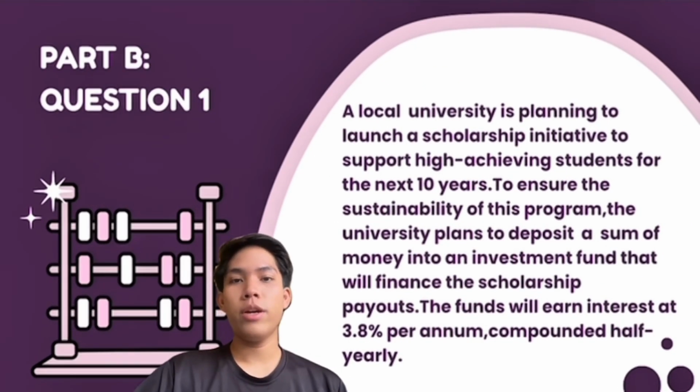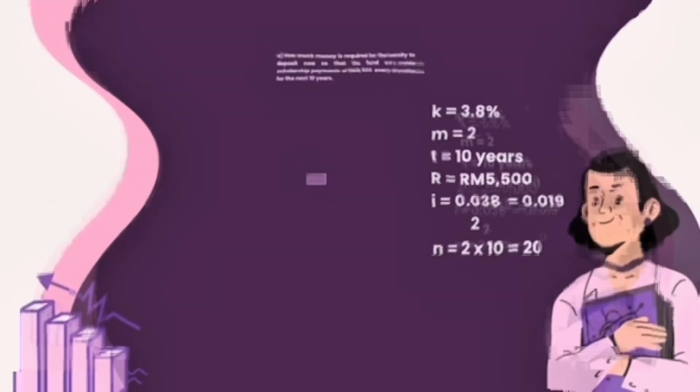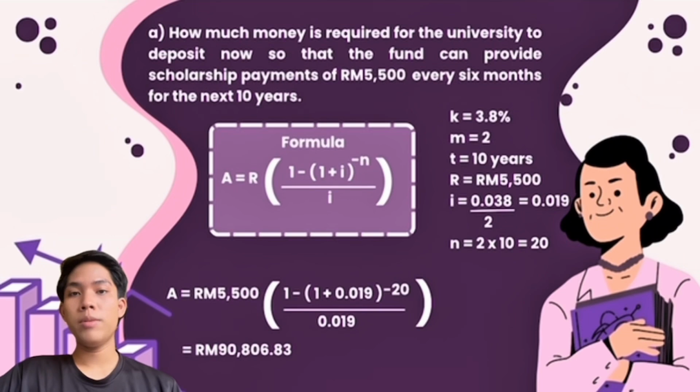Part B, question 1. A local university is planning to launch a scholarship initiative to support high achieving students for the next 10 years. To ensure the sustainability of this program, the university plans to deposit a sum of money into an investment fund that will finance the scholarship payout. The fund will earn interest at 3.8% per annum, compounded half yearly. A. How much money is required for the university to deposit now so that the fund can provide scholarship payments of RM 5,500 every 6 months for the next 10 years?